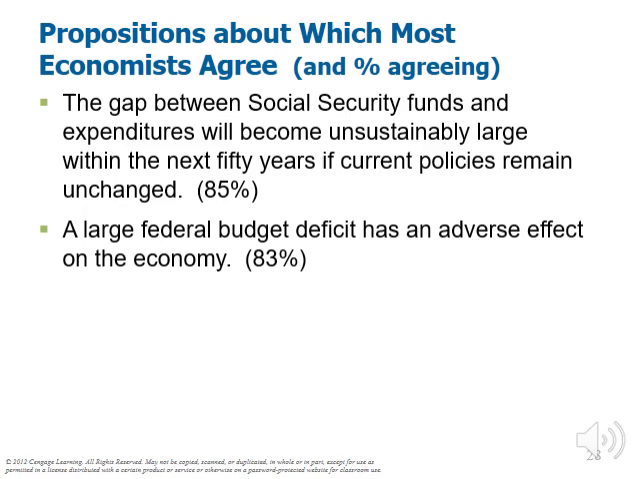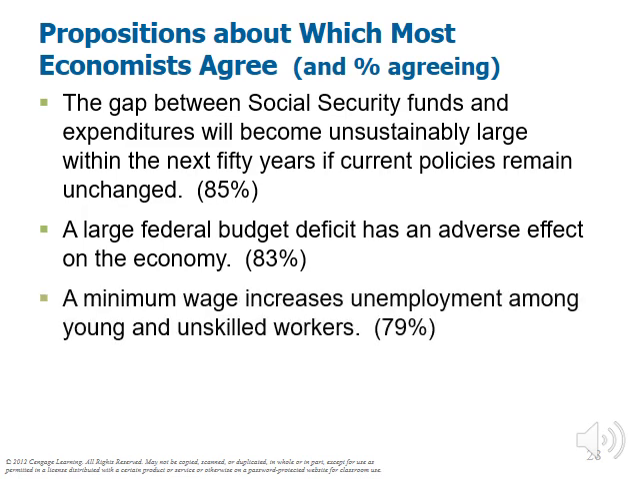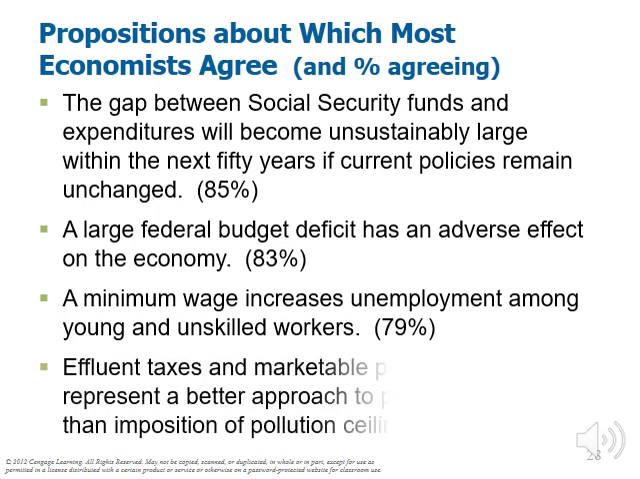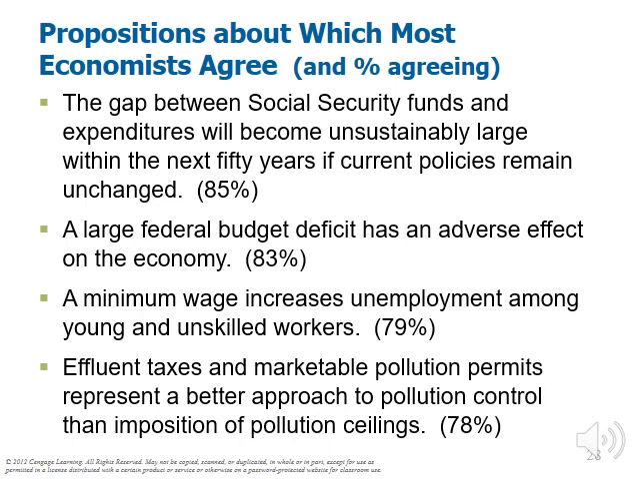A minimum wage increases unemployment among the young and unskilled workers. 79% of economists agree that if you make unskilled workers more expensive, firms will hire fewer of them. Effluent taxes and marketable pollution permits represent a better approach to pollution control than imposing pollution ceilings. 78% of economists agree that if you use taxes and saleable or tradable pollution permits, it creates private incentives to reduce pollution and clean up the manner in which you produce.